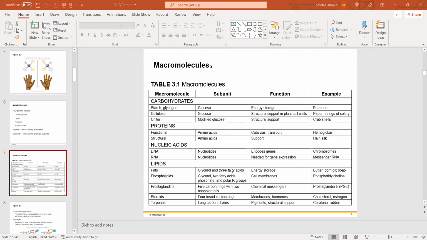The class of macromolecules that don't fit this simple monomer-polymer framework are the lipids. This diverse group of molecules shares the chemical feature of being hydrophobic and includes fats, oils, and steroids, each with different functions.